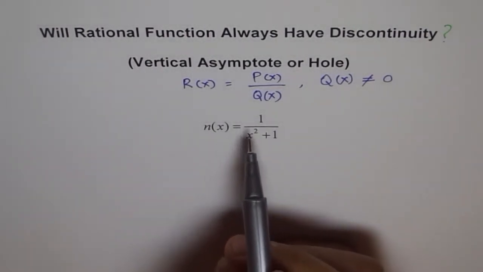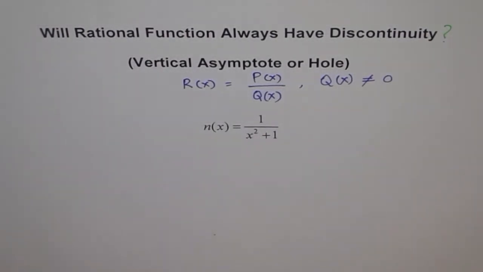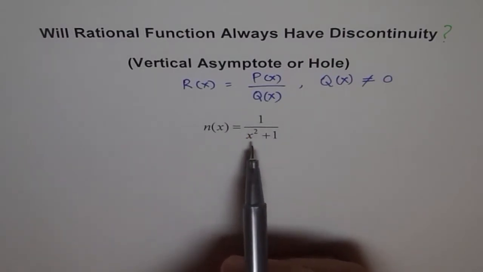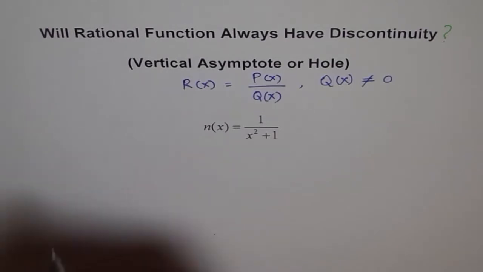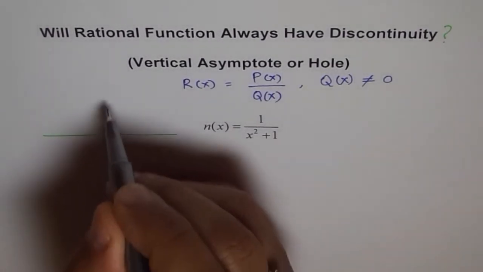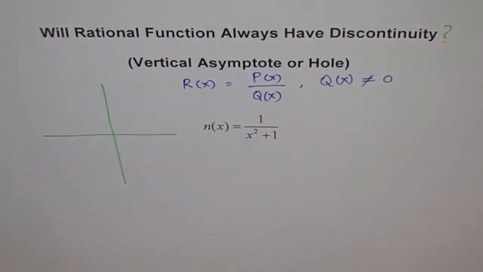n of x equals 1 over x squared plus 1. Try to sketch this function and see for yourself whether it has a hole or a vertical asymptote or nothing. Now, this you can see is the reciprocal of a quadratic function x squared plus 1. So, let's sketch x squared plus 1. That will make things very simple.